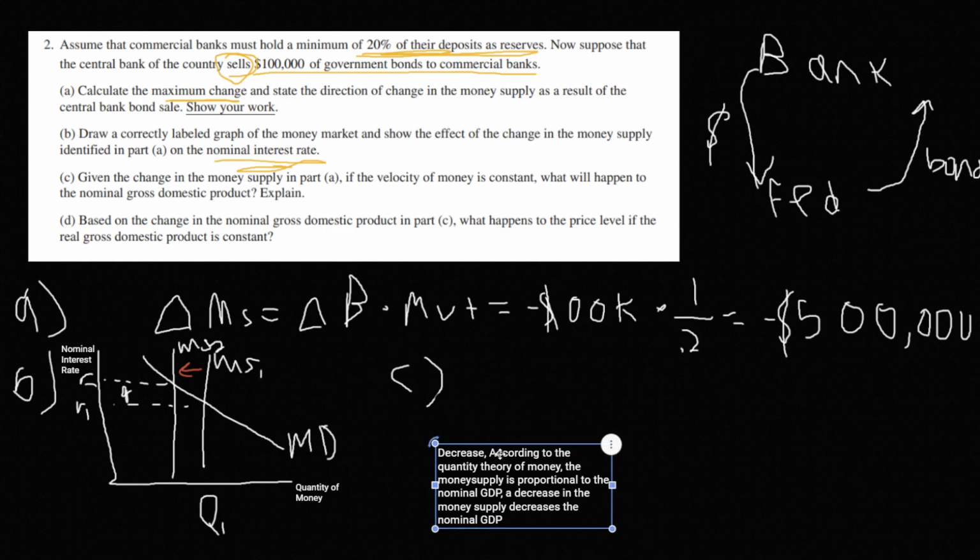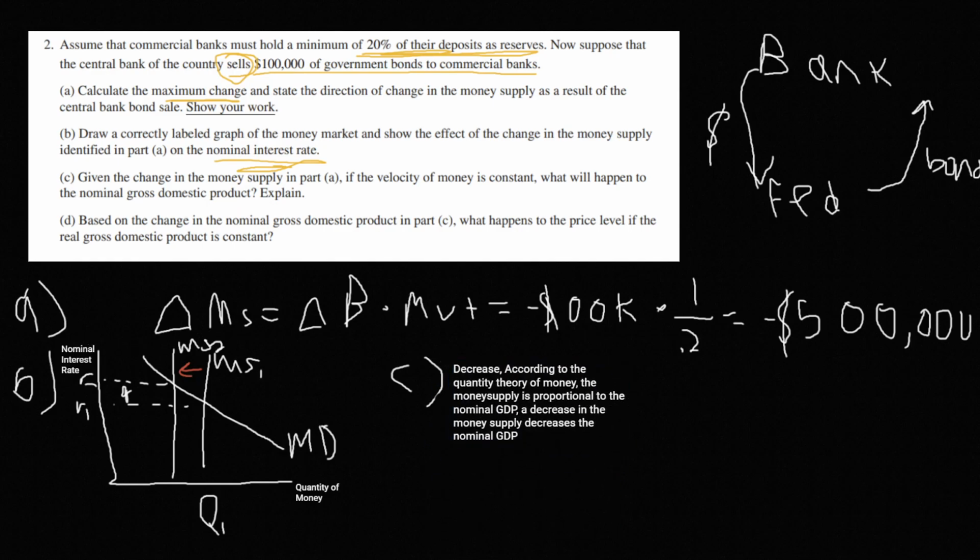Then part D: based on this change in nominal GDP, what happens to the price level if real GDP is constant? This is basically trying to assess your understanding of aggregate demand and aggregate supply. It doesn't ask us to draw the model, but it never hurts. This is the price level, which I'm going to abbreviate PL. You can sketch this in your margins if you need to work this out. And this is real GDP.